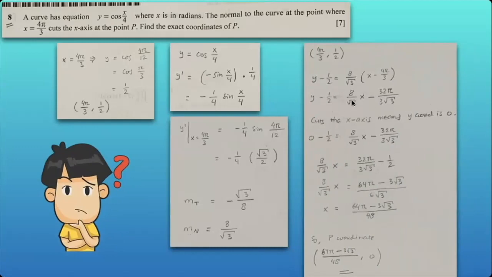I didn't simplify it. I just leave it in this form. And next, the question says the normal to the curve at the point where x equals 4 pi over 3 cuts the x-axis at point P. Cuts the x-axis means y equals 0. So I substitute y equal to 0 here to find x. Therefore, this is the P coordinates.